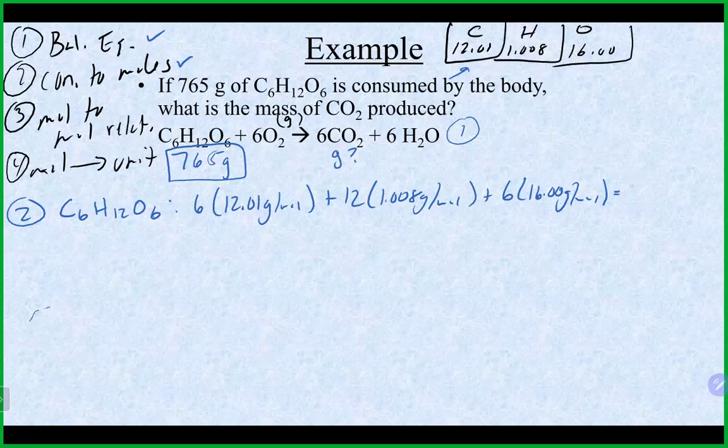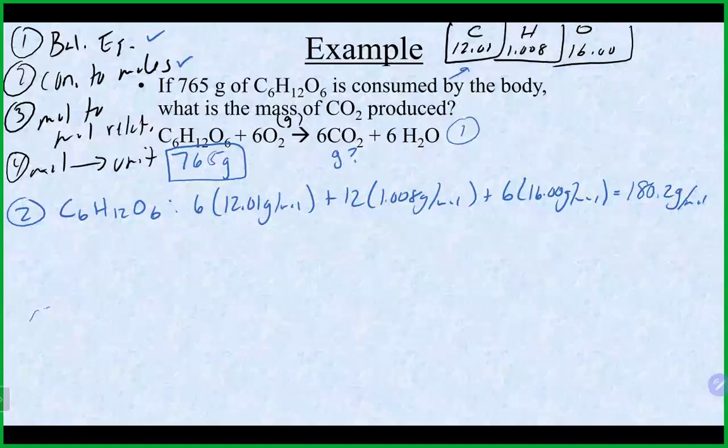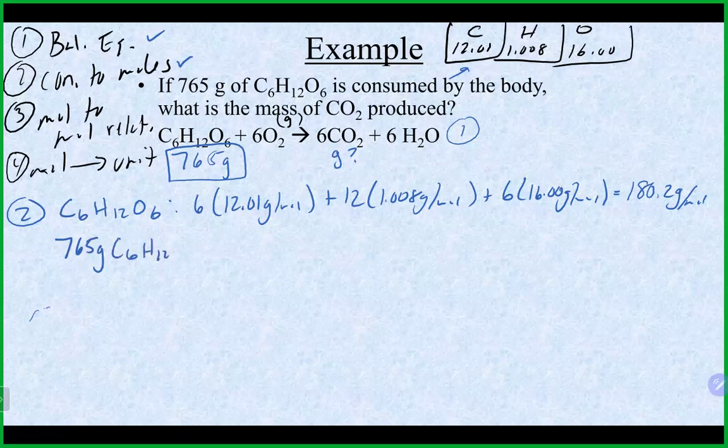180.2, we will call it. And again, we're going to use this as really just a conversion factor to go from grams to moles. And the real purpose of doing that is for the next step. When we go to moles, everything cancels out. So we'll take the number that they gave us, 765 grams of C6H12O6. We'll use our molar mass.